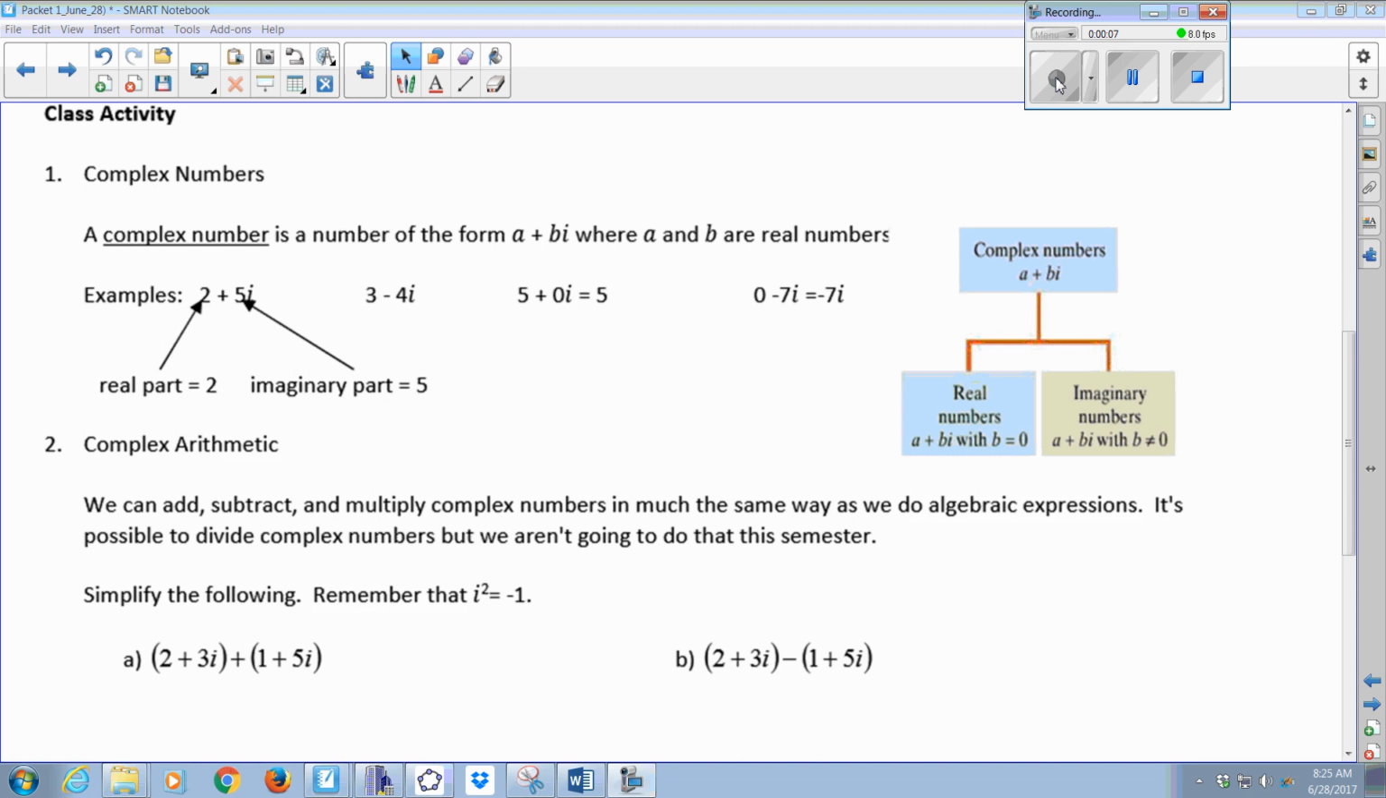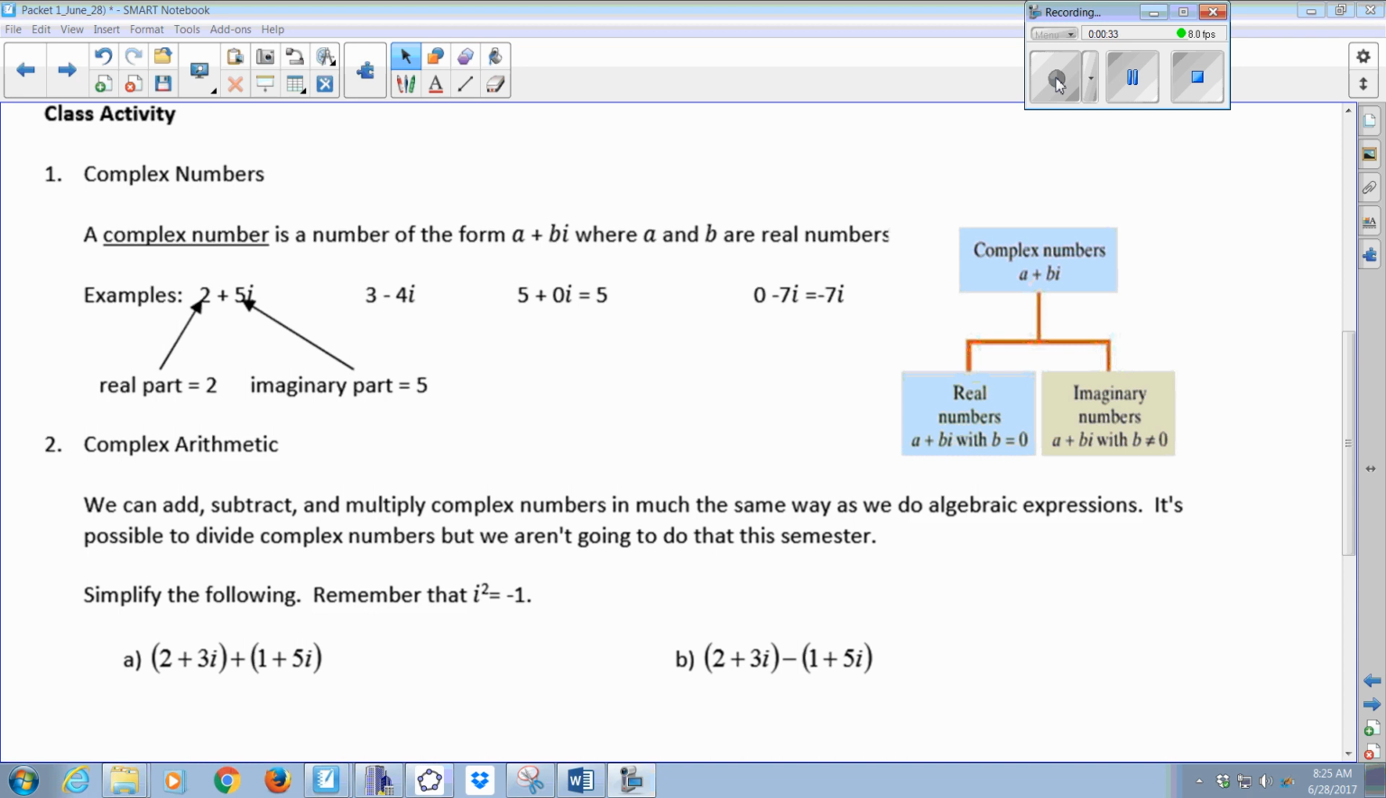We begin our class activity with some information for you that you could put into your notebook, and it's information about complex numbers. A complex number is a number of the form a plus bi, where a and b are real numbers. And below this you see 4 examples of complex numbers.